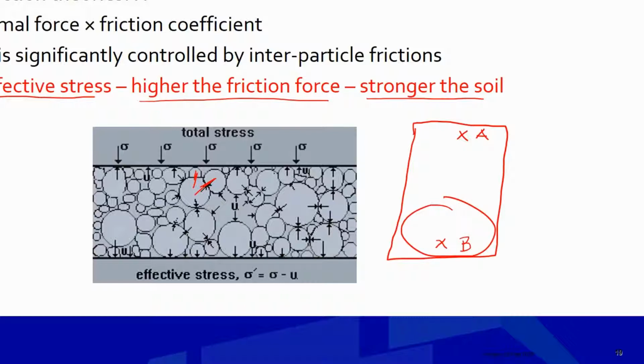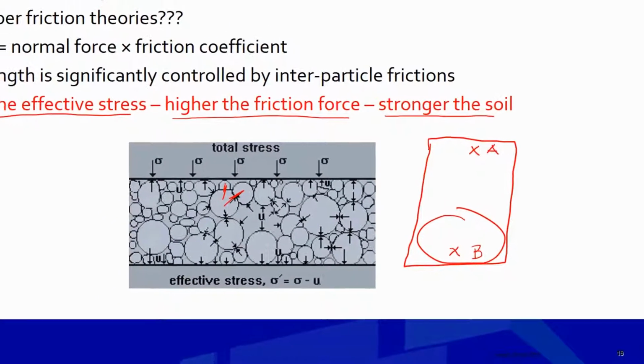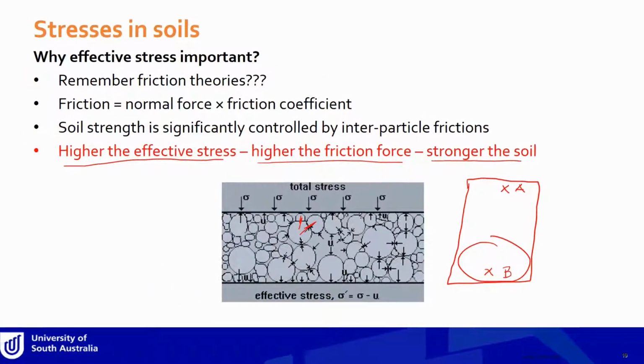The reason behind it is that at location B, the soil is under much higher effective stress. That means these interparticle forces are much higher, and it is much harder to displace these particles, to move them around. And that means the soil will be stronger. One of the basic assumptions we make in soil mechanics is that the soil particles are indestructible and the water is incompressible.